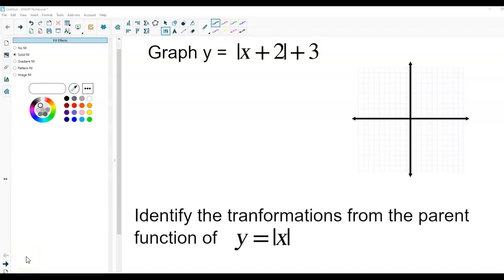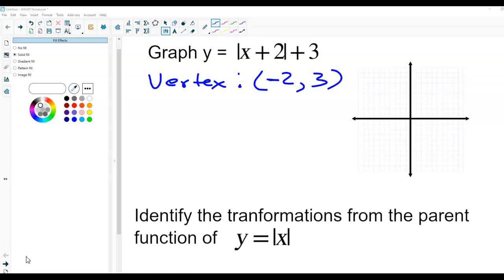Right, so initially this question is asking us to graph this absolute value function. So the first thing I want to do is get my vertex, which tends to be the starting point of all parabolas and absolute value graphs. The x-coordinate will always be what makes the absolute value equal to 0. In this case, it's -2. And the y-coordinate will always be what's on the outside. In this case, it's 3.